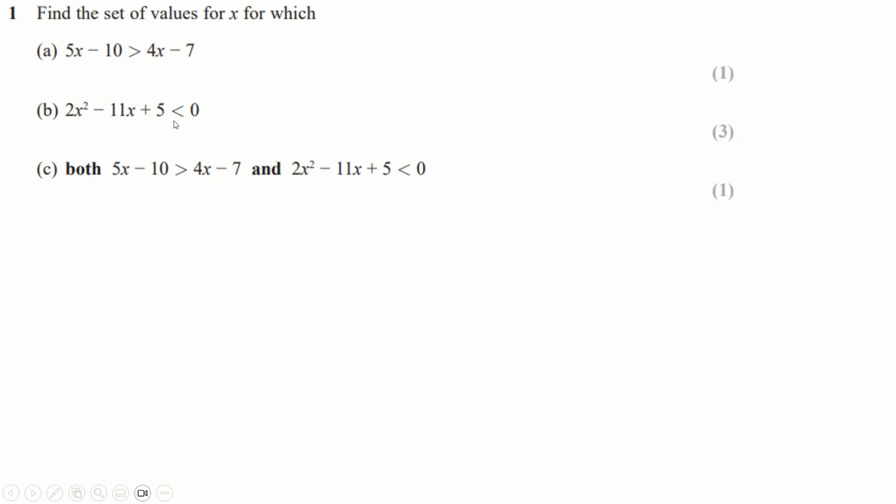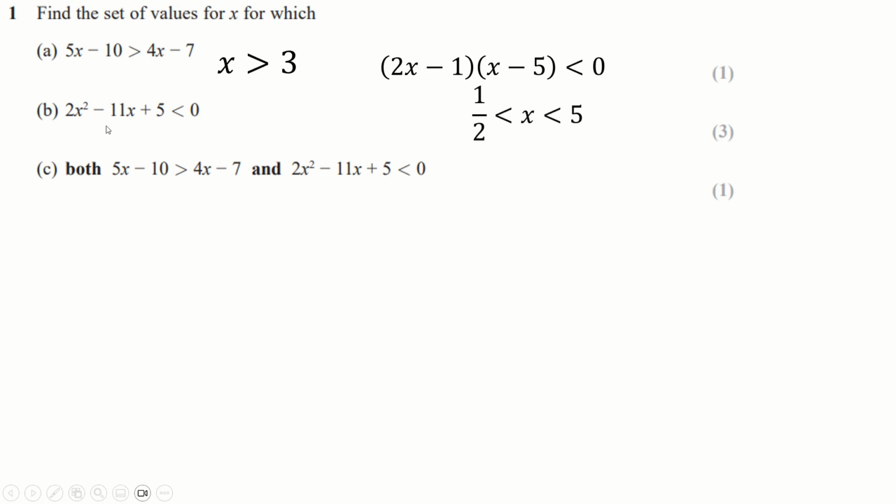Let's just do this then. So, just take away 4x, add 10 to both sides. You get this. This one you need to factorize, or you could use the quadratic formula. In either case, you get critical values of a half and 5. We want to be in between the two critical values because you're being less than 0.